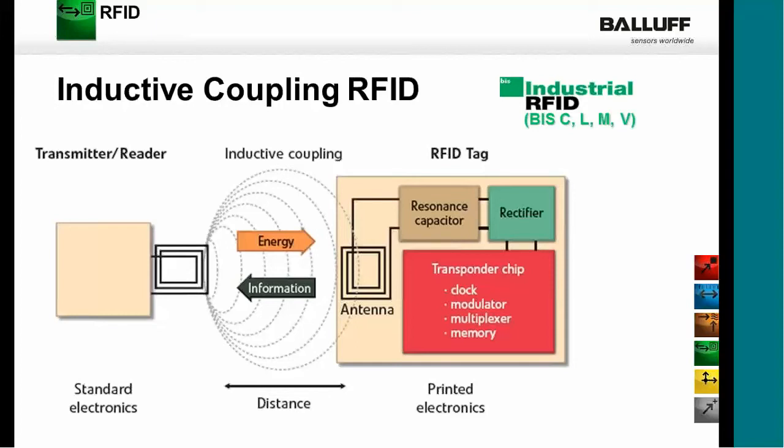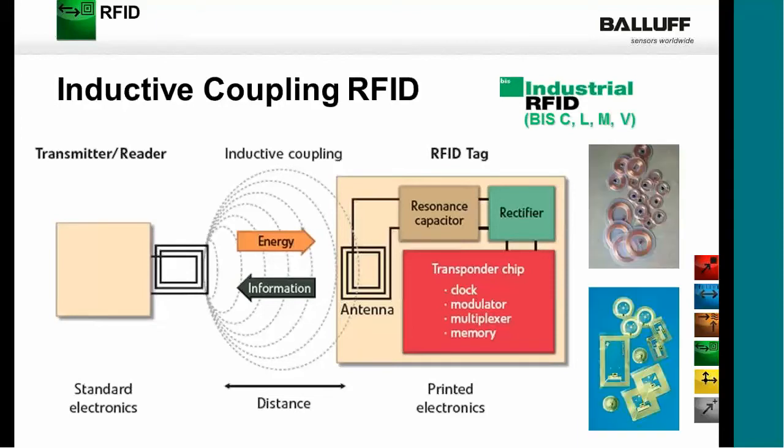The benefit of inductive coupling is it is more resistant to environments such as being mounted on metal and other environmental influences like water or liquids. It is not as influenced as backscatter technology. Typically, if you take a look at an antenna that's using inductive coupling, all these antennas will have a coil winding to it, so it looks exactly like a coil.